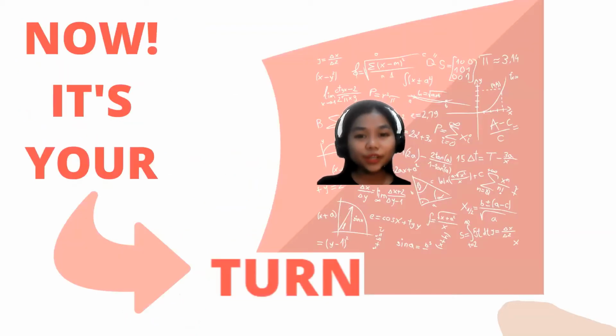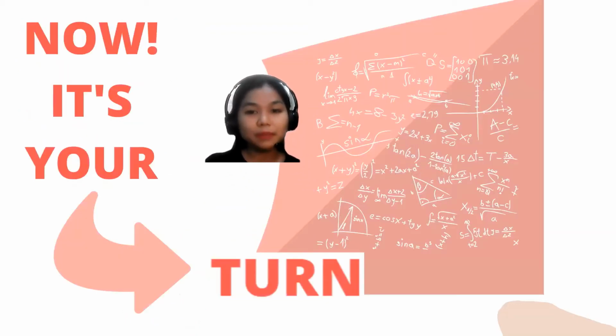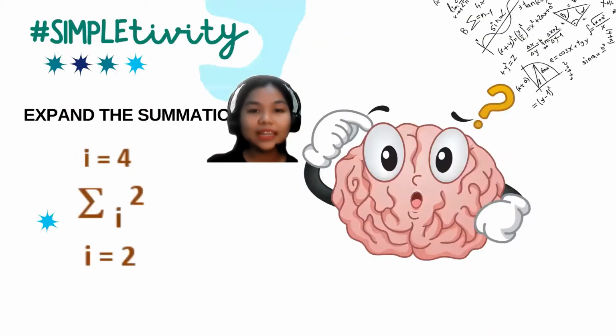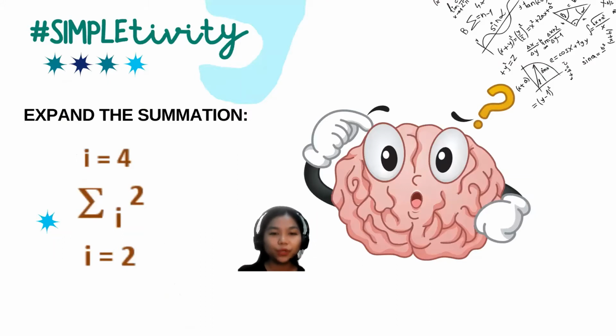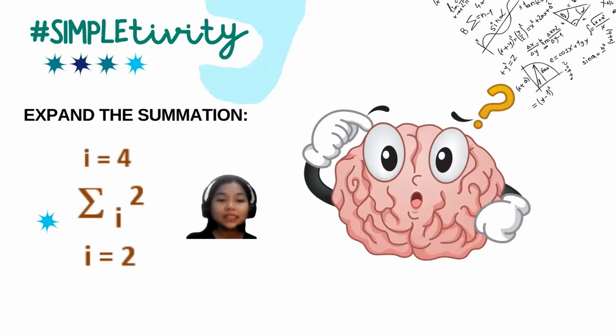Now, it's your turn to answer the problem set. Now, let's try this. Hashtag Simpletivity. I want you to think and use, of course, your brain cells. So, how do we read this?